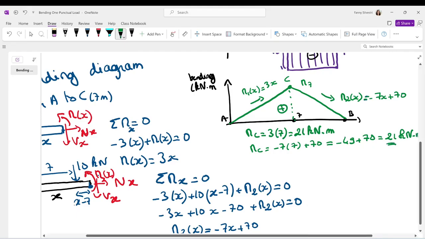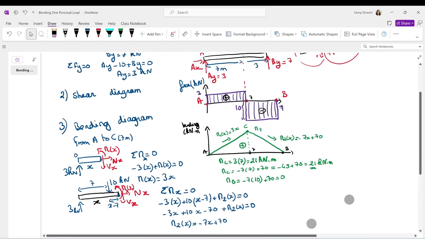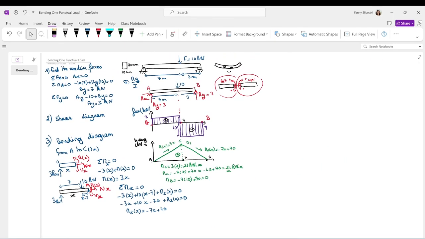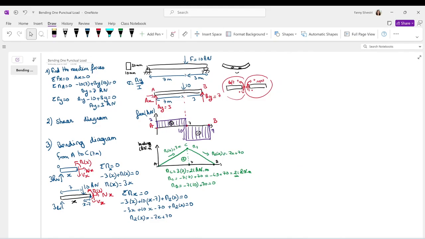Remember, it's continuous. We can also check if MB is 0. MB equals the function, so the function is minus 7 times, we are at 10, 10 meter, plus 70. This is equal to 0. So the function is correct. And that's super, super cool. So we have made all the steps to draw the shearing and bending moment diagram.